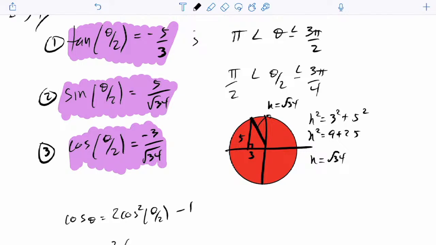So I'll just do one of these and then we can wrap this up. This is minus 3 over root 34, squared, minus 1. So I get 2 times 9 over 34 minus 1, which is 9 over 17 minus 1. So 9 minus 17 over 17, and I end up getting negative 8 over 17 for 54. And you just do the same for those of you who were asking about that one.